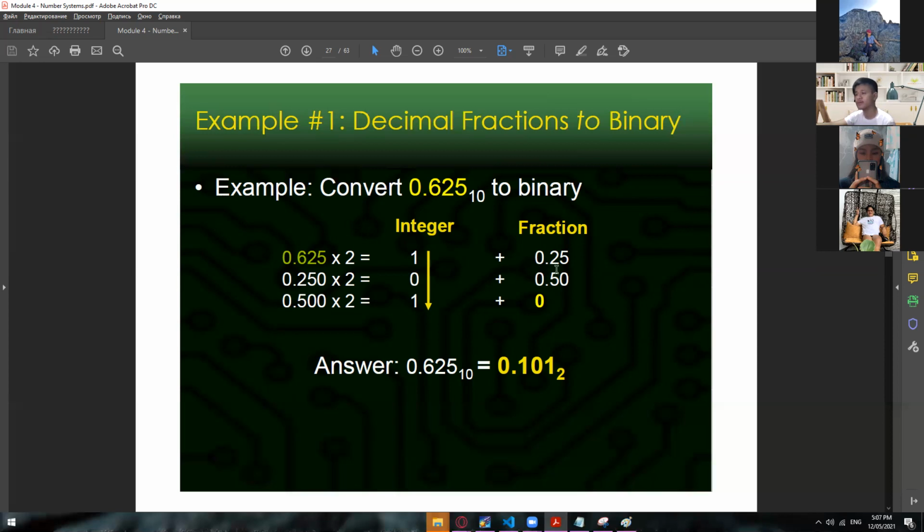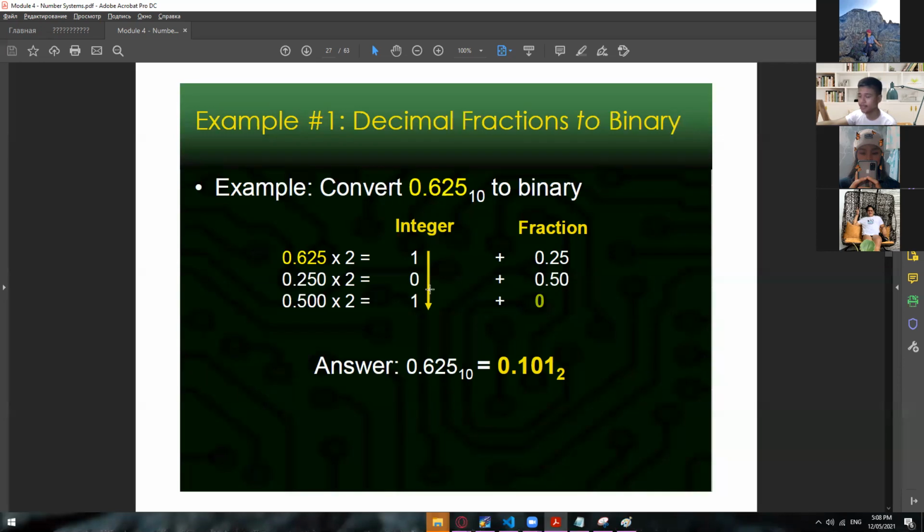So 1.25. And then take note, the one that we are now going to get is the fraction, not the integer. So why fraction? Because we are now dealing with the fraction part. If you're dealing with the integer part or the whole number, then the one that you're going to get is integer, but in here it's the fraction. Okay, so 0.25 times 2 is 0.5, so 0 for the integer and then 0.5 for the fraction, and then 0.5 times 2 is 1. Okay, fraction is 0. So once the fraction part is already 0, then that's the time that you will stop multiplying.